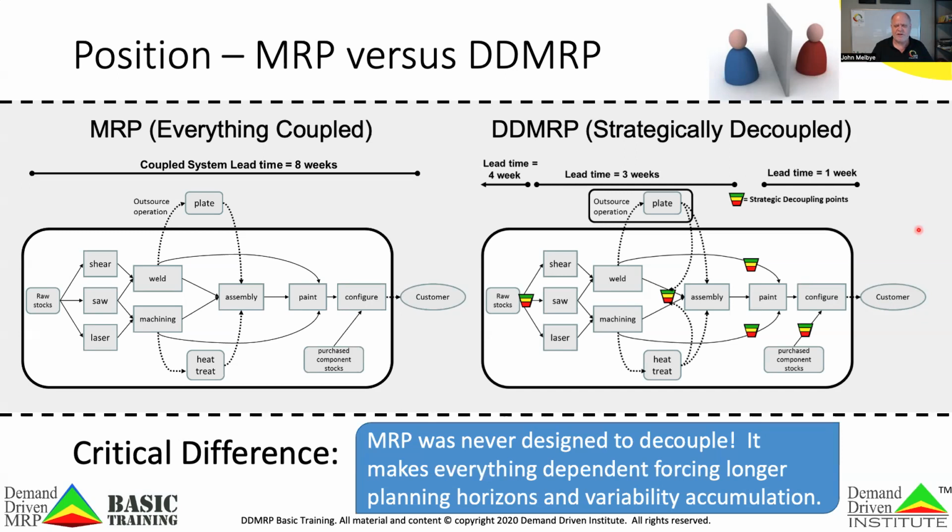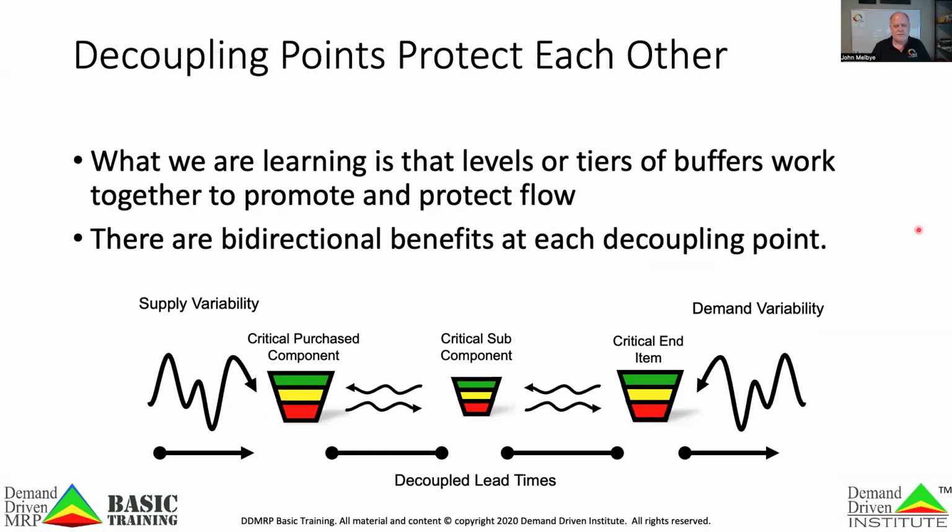MRP, again, was never designed to decouple. It makes everything dependent, forcing longer planning horizons and variability accumulation. What we're learning is that the decoupling points protect each other, and they work together. And what happens is, because we've decoupled the lead time to make the end item, because we have the buffered component, this lead time gets smaller and allows us to have less inventory here because we have inventory here.